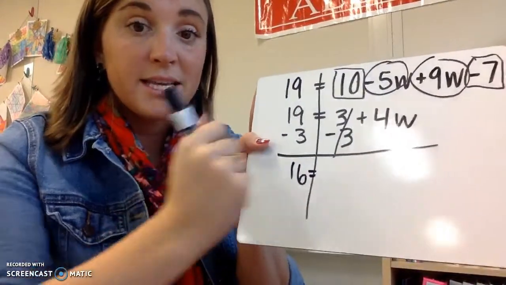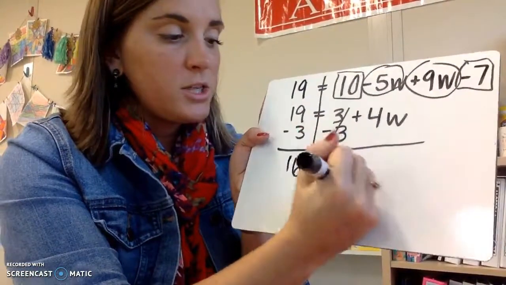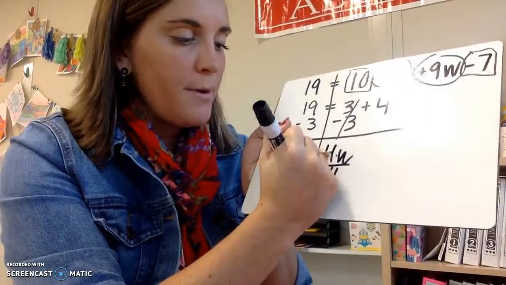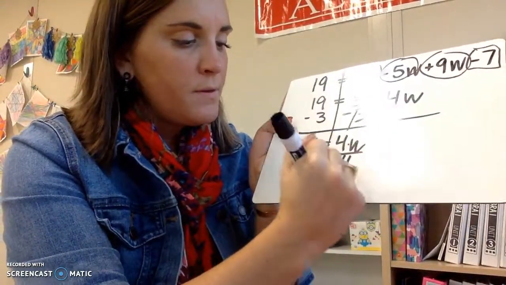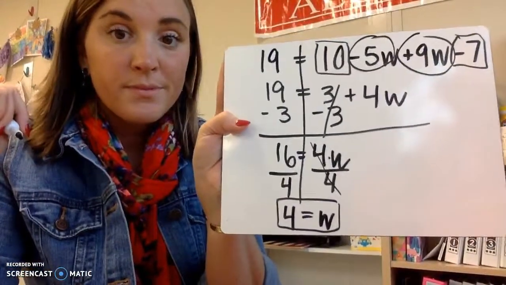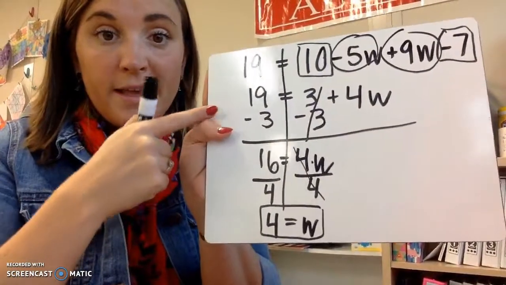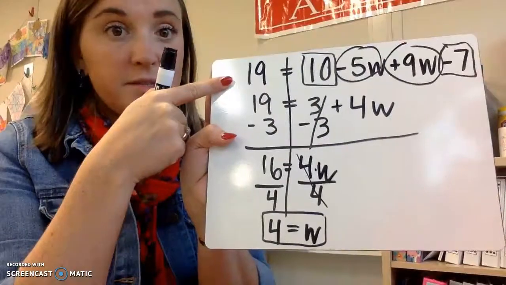19 minus 3 is 16, equals 4w. That's multiplication, so the inverse is to divide, dropping off your date. 16 divided by 4 is 4. 4w divided by 4 just leaves us with w. So again, this is my two-step equation. Before I could do that, I had to combine like terms.